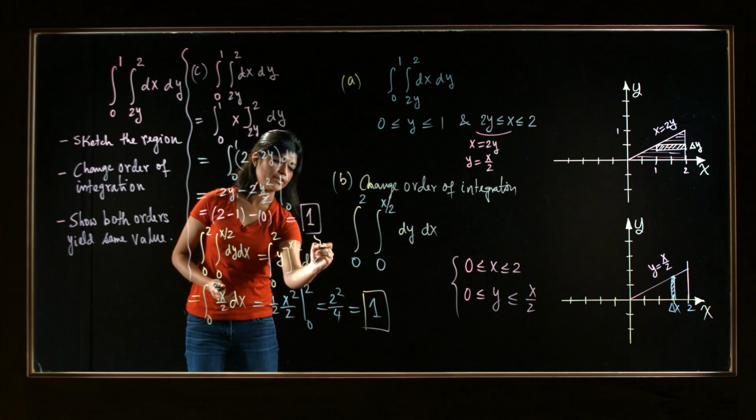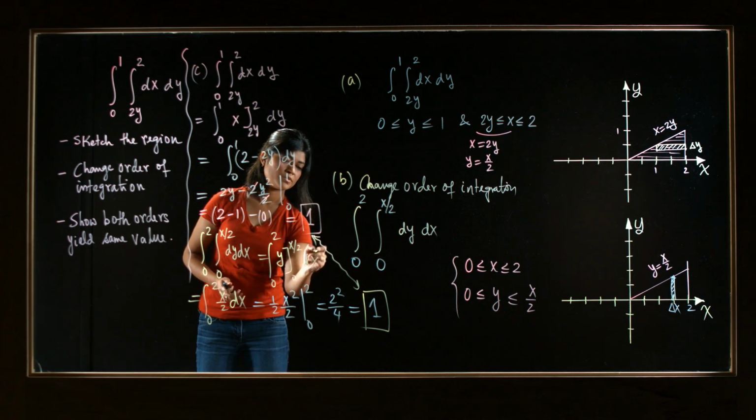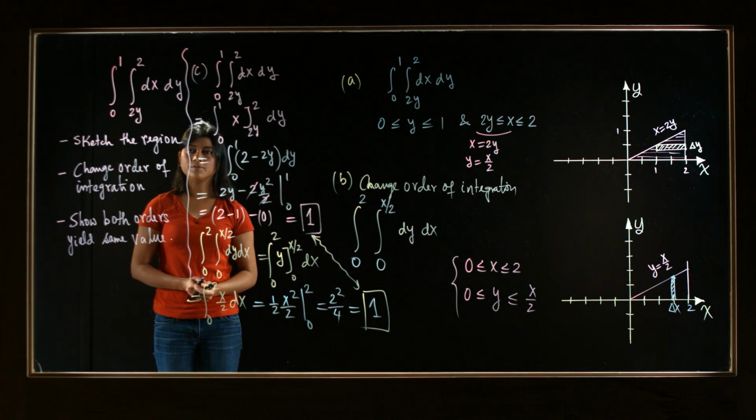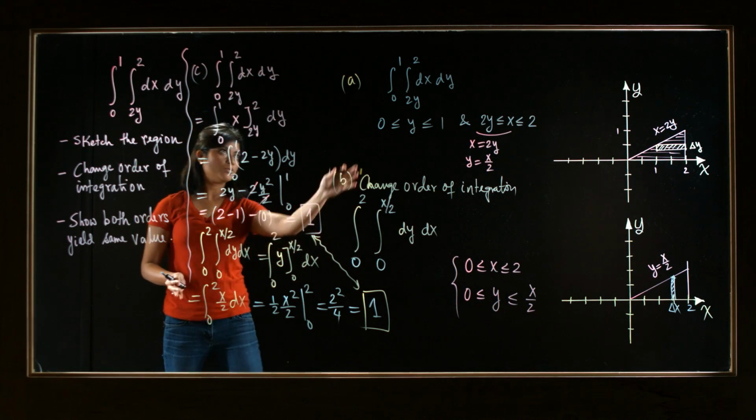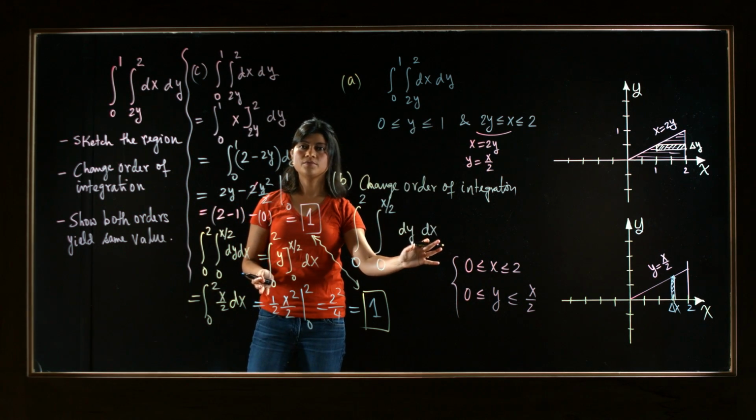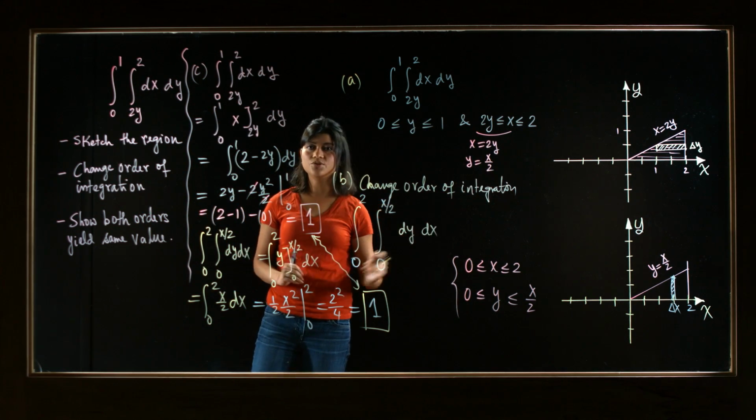So we get the same value using both double integrals, which checks that we have a correct setup for the area of the same region.